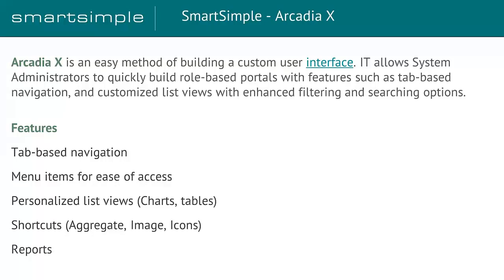So it has the basic features that any portal would have. It's like the tab-based navigation, menu items for ease of access, personal list views. We're all familiar with list views throughout the SmartSimple system. We will be using those in the Arcadia X portal as well. Shortcuts is one of the big ones. As previously we talked about, we want everything to be easy for the end user to find and go through. So shortcuts is the way to do it. Then also we'll be maybe looking into a few reports or how to reference reports.